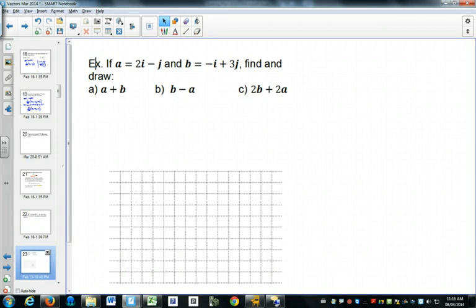So here we've got A is 2i minus j, and B is negative i plus 3j. Remember that what goes with the i's is like what goes with your x values, and what goes with j is what goes with y values. So for the vector A, if we pick any point to start with, say there, I'm going 2 in the x direction and 1 down. This would be my vector A. You can start wherever you want. That's the nice thing about vectors.